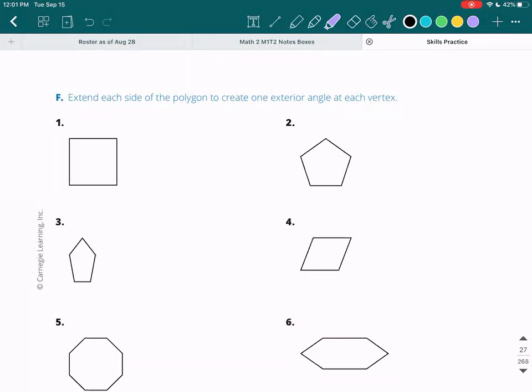Okay, F says, extend each side of the polygon to create one exterior angle at each vertex. So you can choose to extend, let's talk about this corner, this side or this side. Either of these sides is okay, but I'm just gonna do it this way. Just because. You can do it the other way. If I'm extending out that way, I'd like to keep it consistent and just go like that. Kind of make it like a windmill, okay? A windmill.